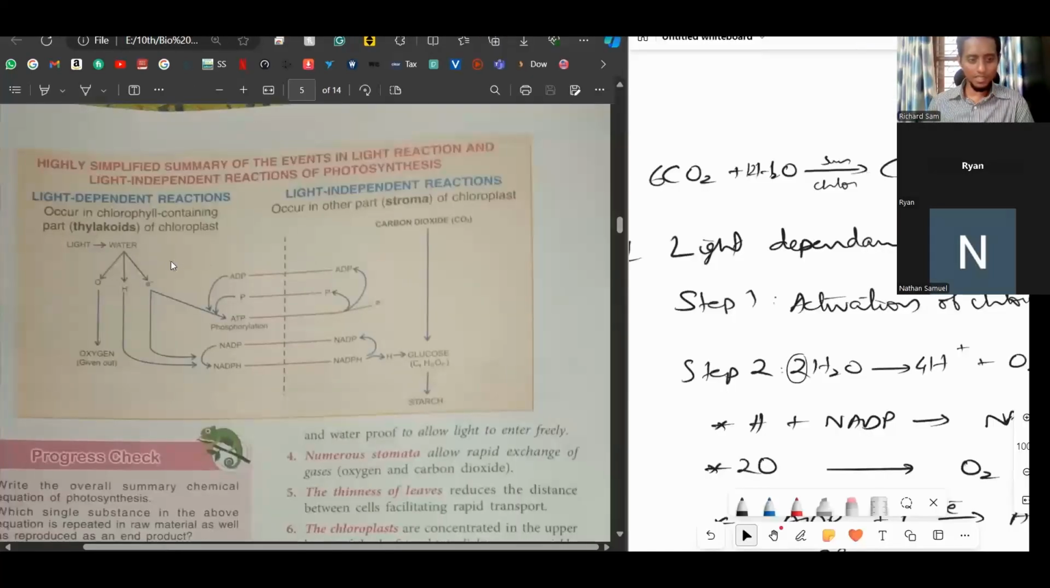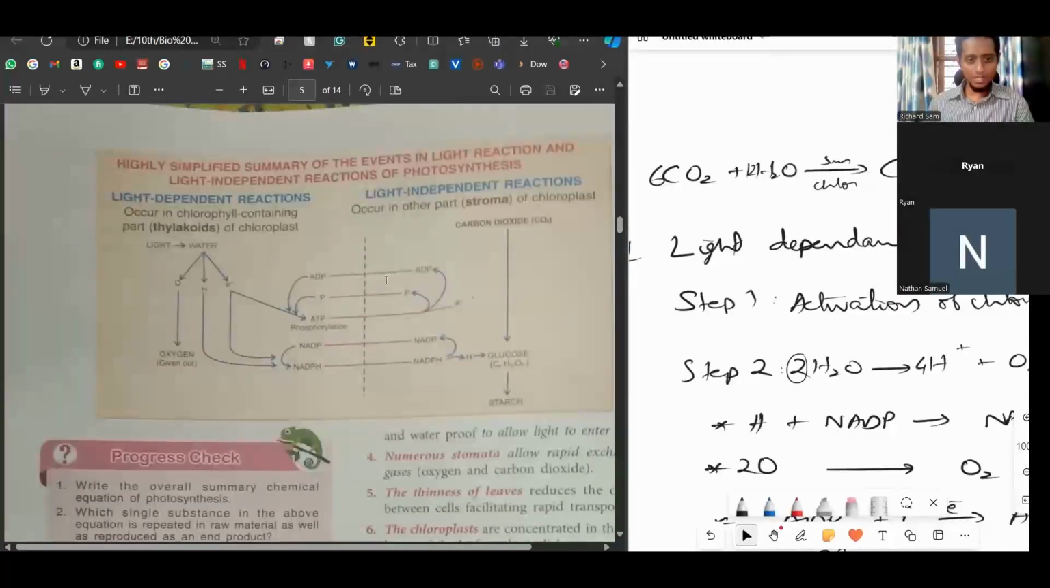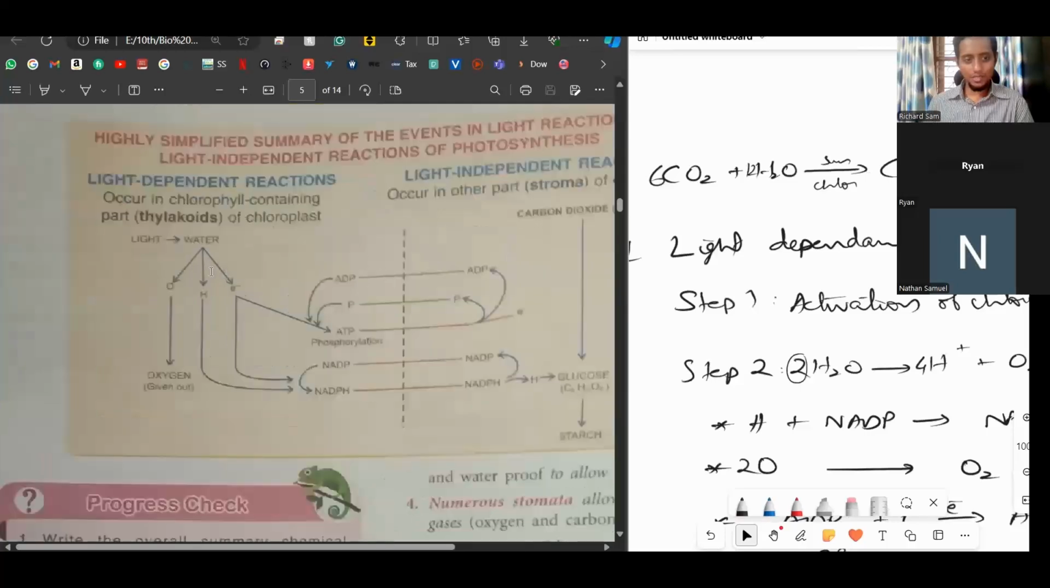So here we can see a diagram of what happens in light dependent and in light independent reaction. In light dependent, we see here water splits into oxygen, hydrogen, and these electrons. So electrons are used to convert what? Yeah, ADP into ATP by addition of phosphate. Hydrogen is used to convert NADP into NADPH, and the oxygen is just given out.